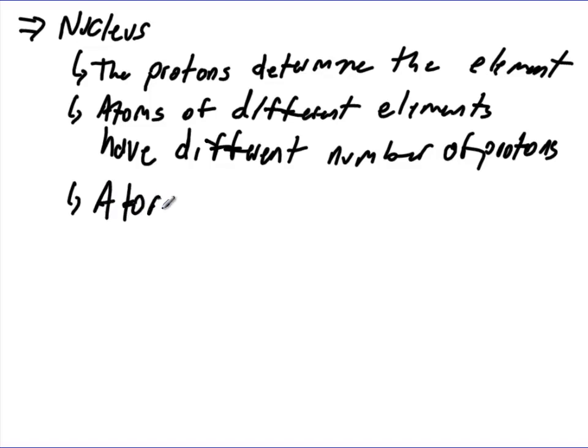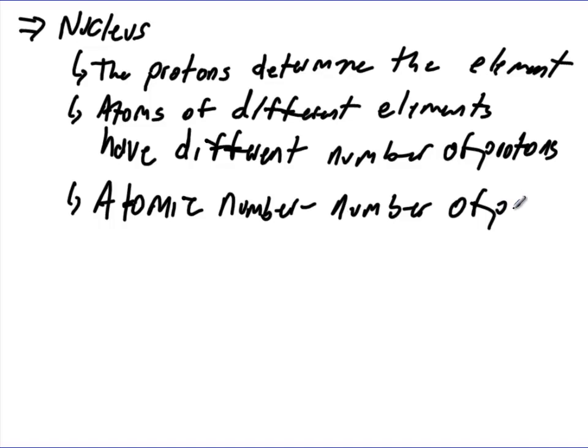Think about that. Atomic number. The atom is determined by the number of protons. The number of protons is the atomic number. So atomic number, number of protons, this is how we identify elements.